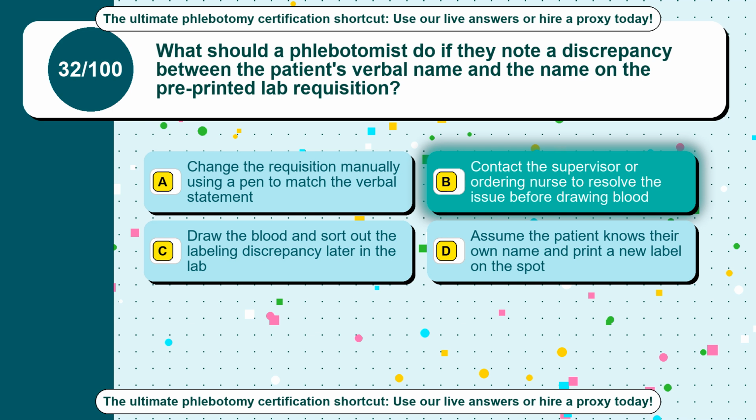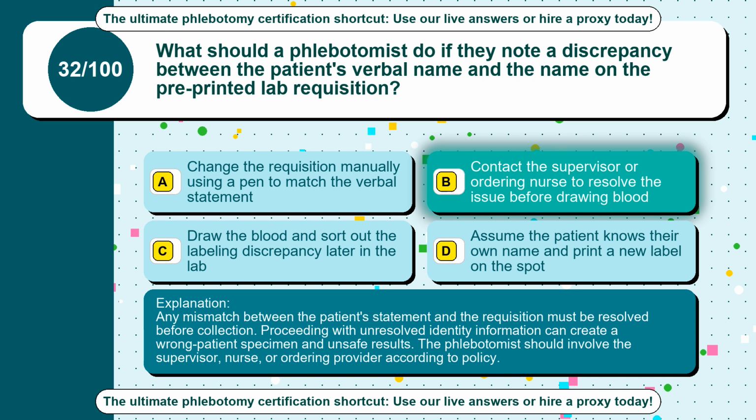Contact the supervisor or ordering nurse to resolve the issue before drawing blood. Any mismatch between the patient's statement and the requisition must be resolved before collection. Proceeding with unresolved identity information can create a wrong patient specimen and unsafe results. The phlebotomist should involve the supervisor, nurse, or ordering provider according to policy.